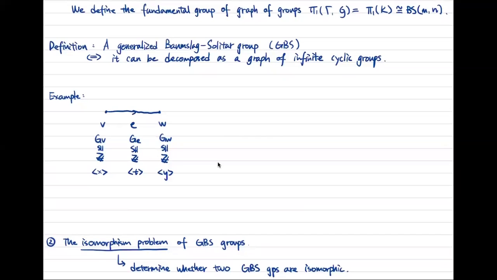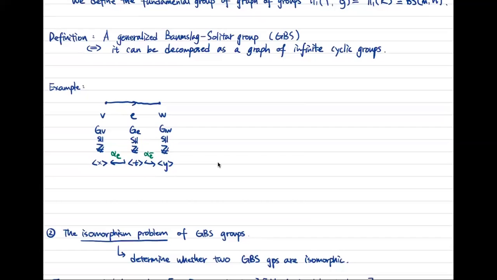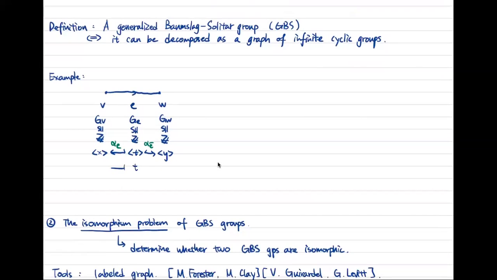For this graph of groups structure, we need the injection map for each oriented edge. So alpha E maps the infinite cyclic group generated by T into GV. And alpha E bar maps GE into GW. What exactly are these injection maps? Let's say alpha E maps T to X to the power P, and alpha E bar maps T to Y to the power Q, for some integers P and Q. So this is another example of a graph of groups structure.